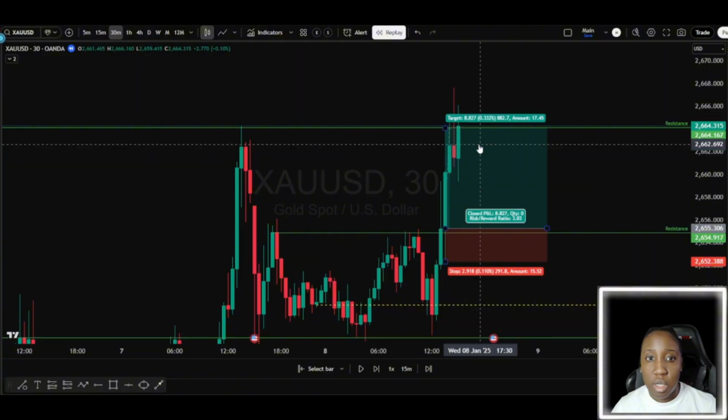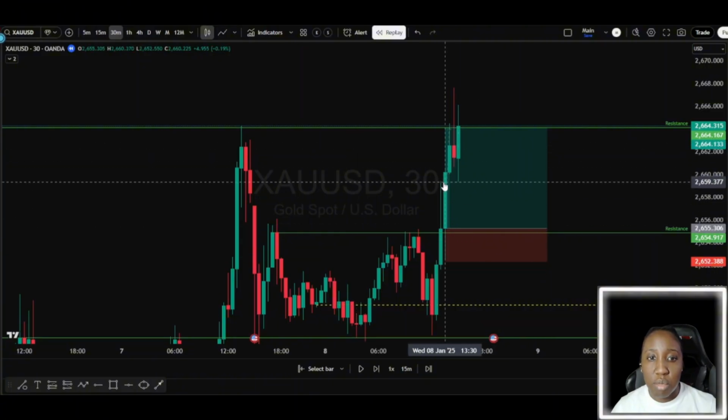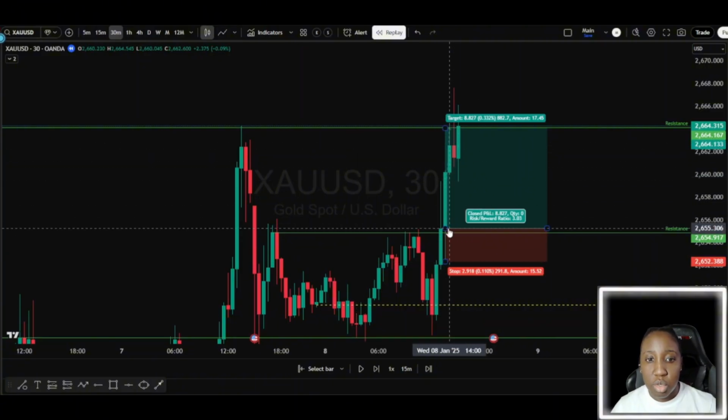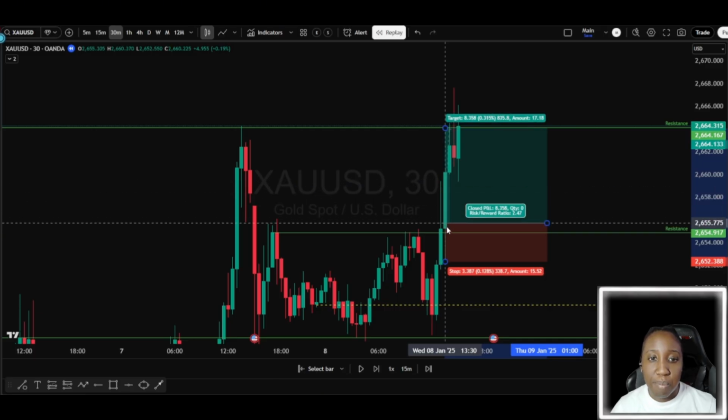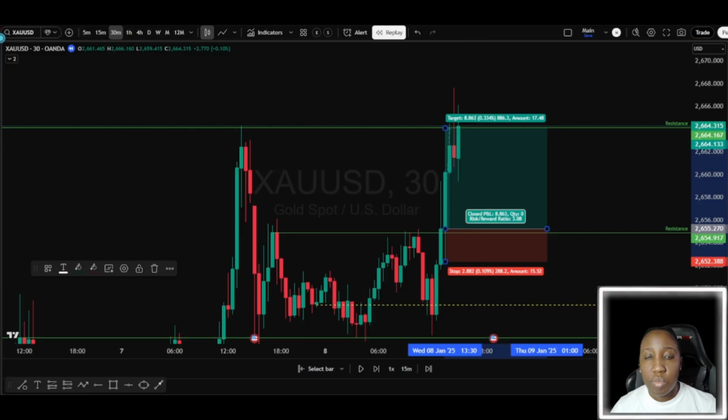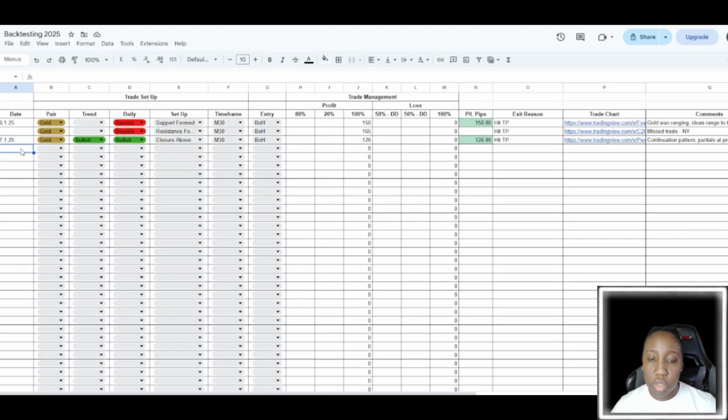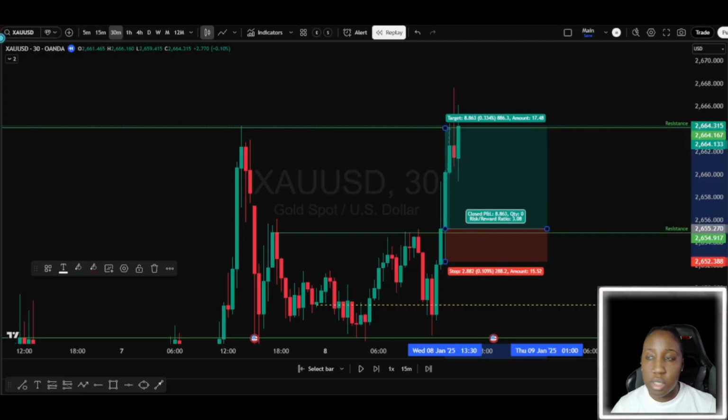Now really could have said, I wouldn't have taken a break of this high. How big would the stop loss have been? Yeah, it would have reduced the risk to reward. So not really liking that. But this is the 8th.